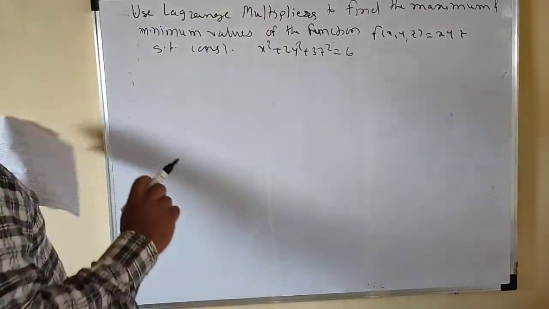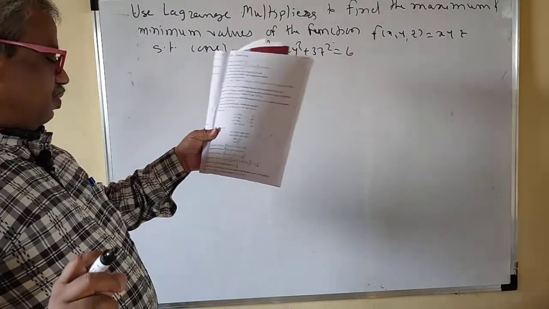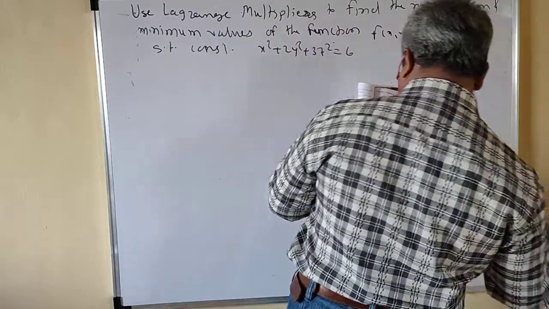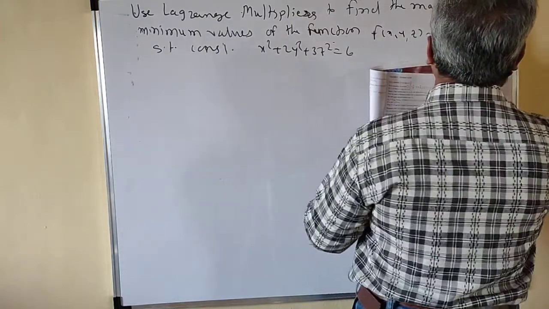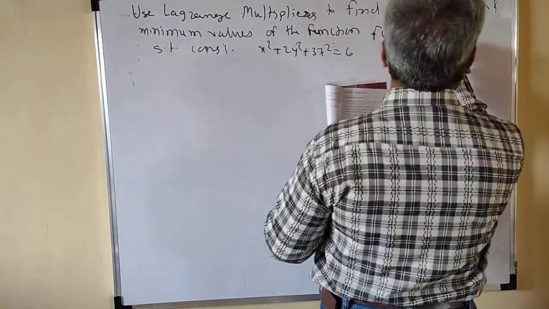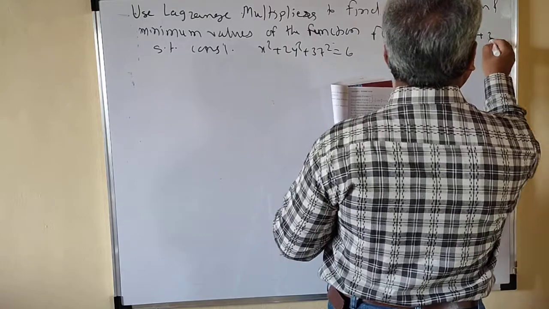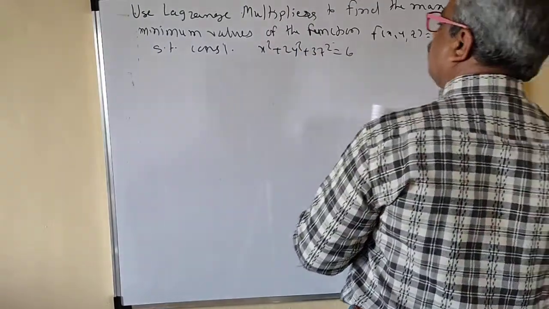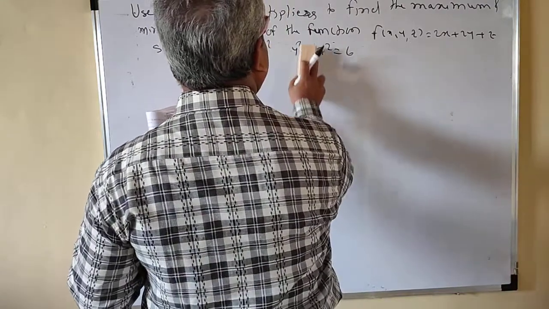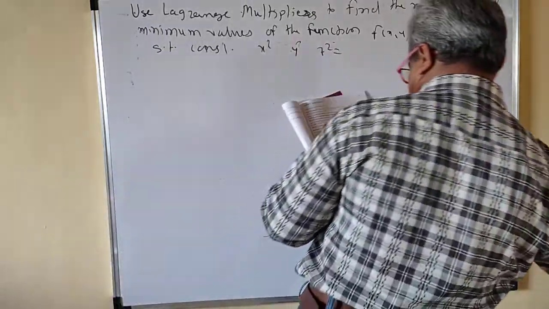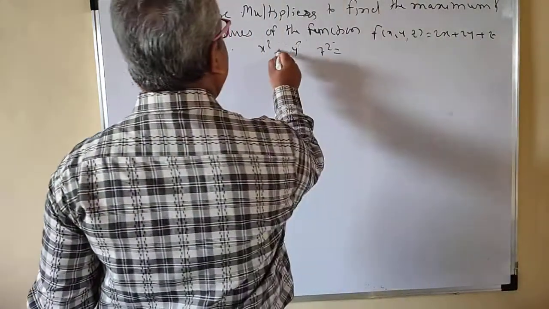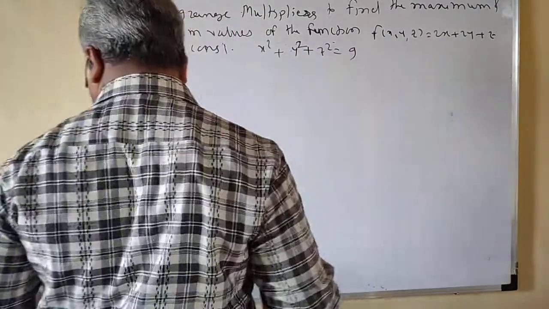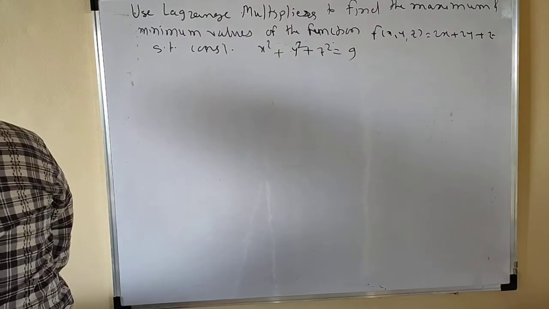Use the Lagrange multiplier to find the maximum and minimum value of the function f of x, y, z is equal to twice x plus twice y plus z, subject to the constraint x square plus y square plus z square is equal to 9. Okay, so we'll solve this.